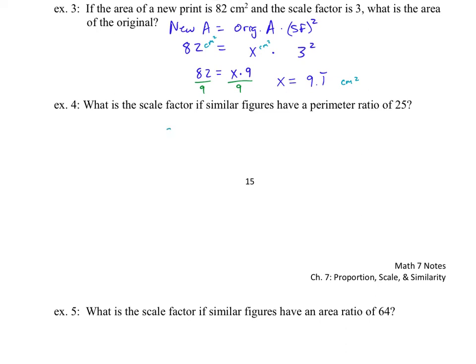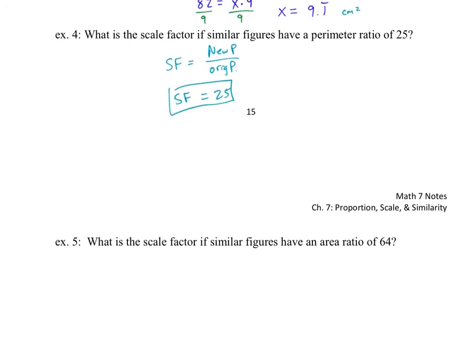Let's show our work. So scale factor equals the new perimeter divided by the original perimeter. And sometimes you'll have to actually put in the new perimeter and the original perimeter, but we were just told that that fraction, that ratio, is 25. So you can put 25 in for that fraction. So what's the scale factor? Well, the scale factor equals 25, and we're done. So that's example 4.